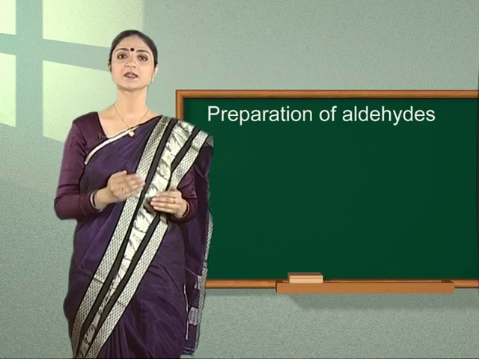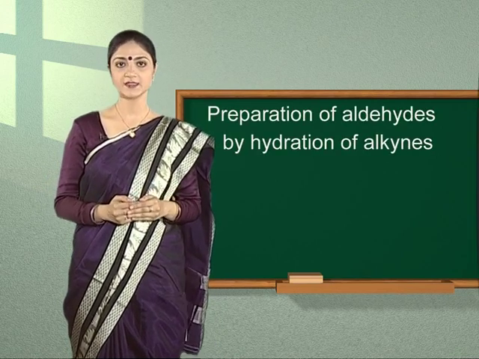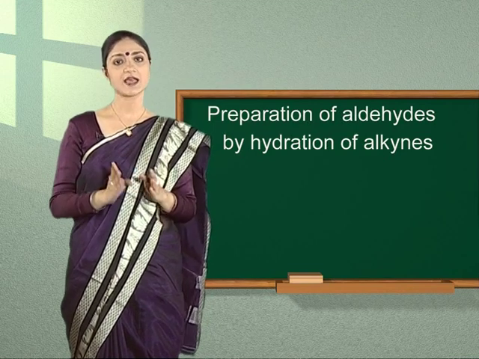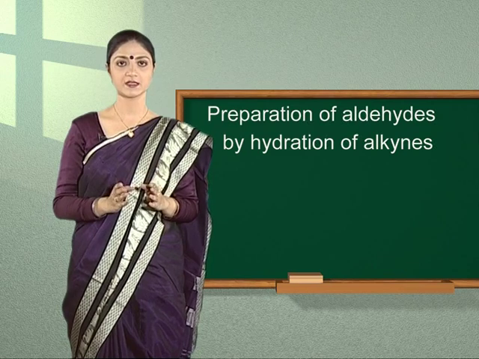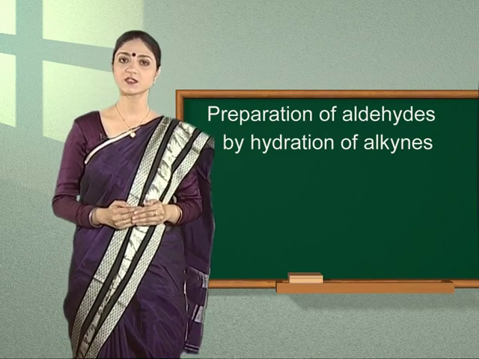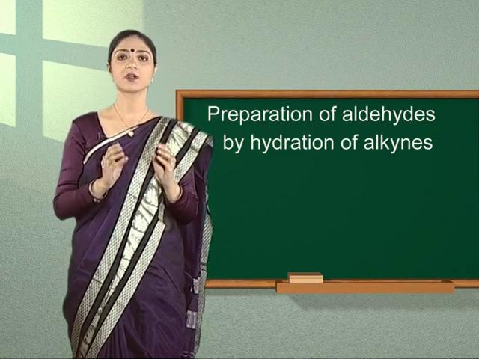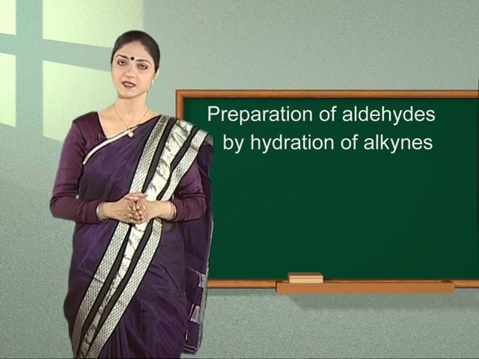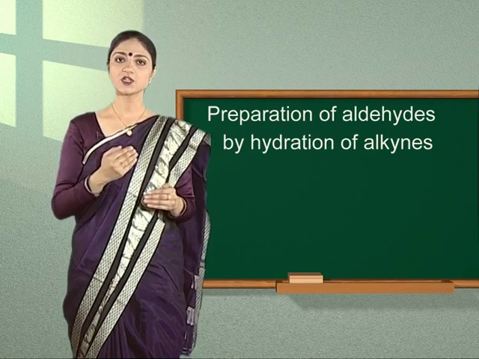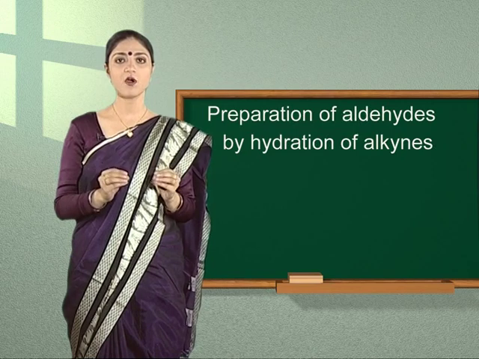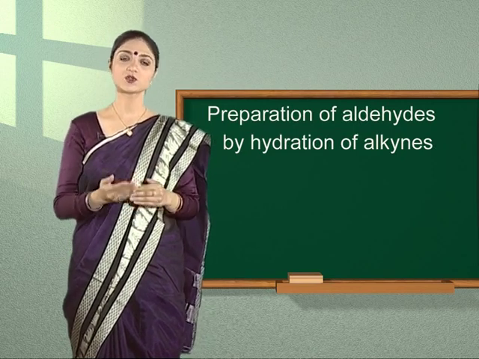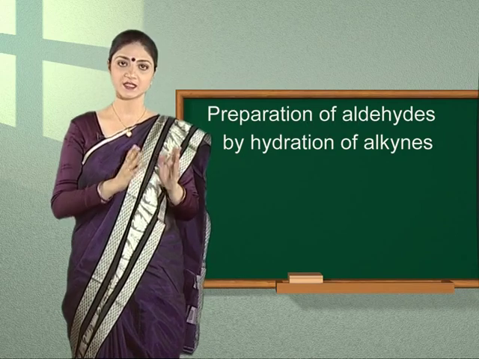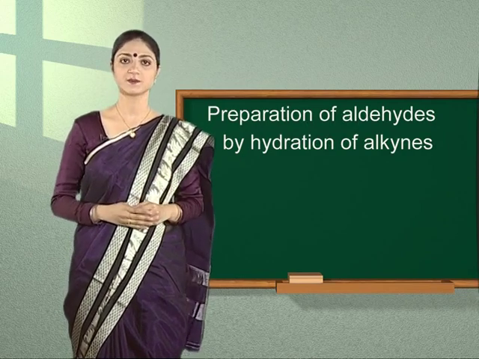Children, we will now learn about preparation of aldehydes by hydration of alkynes. Aldehydes and ketones can be prepared by the hydration of alkynes in the presence of dilute sulfuric acid and mercuric sulfate as catalyst. Water adds to alkynes to form unstable enol intermediates which tautomerize to form aldehydes or ketones.